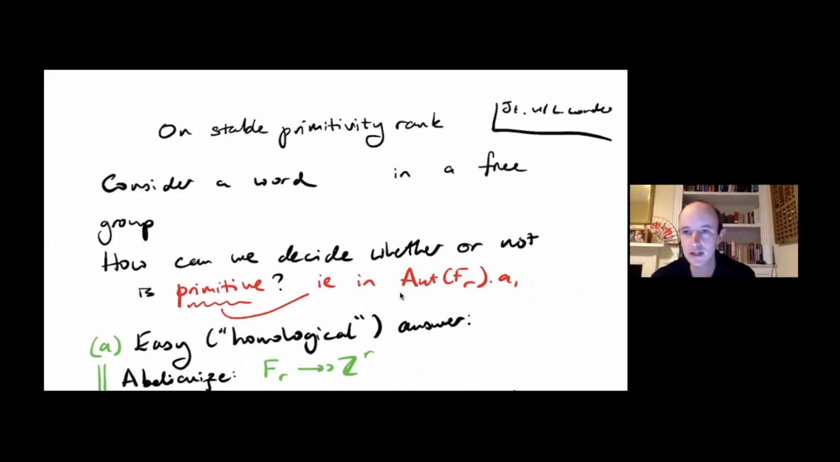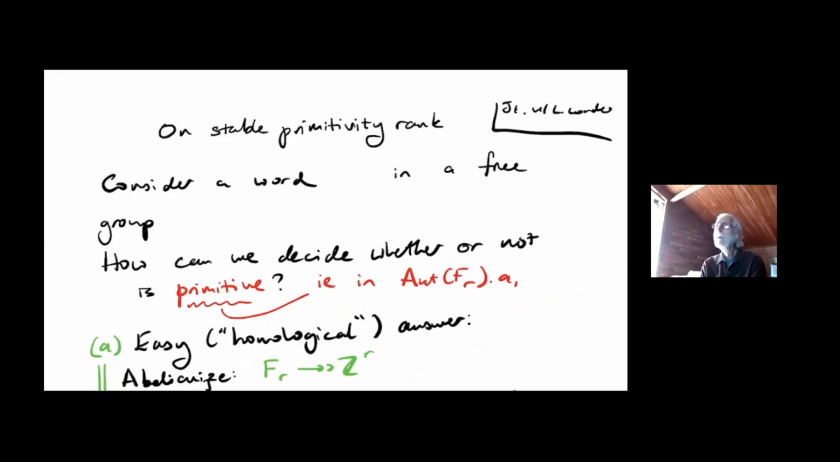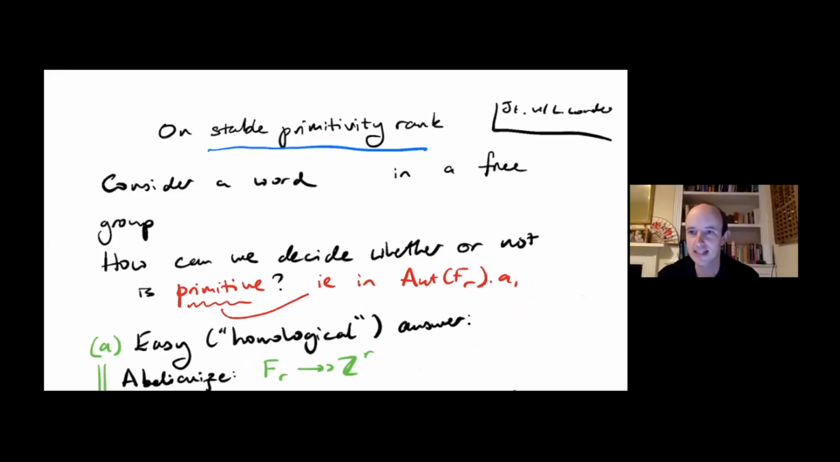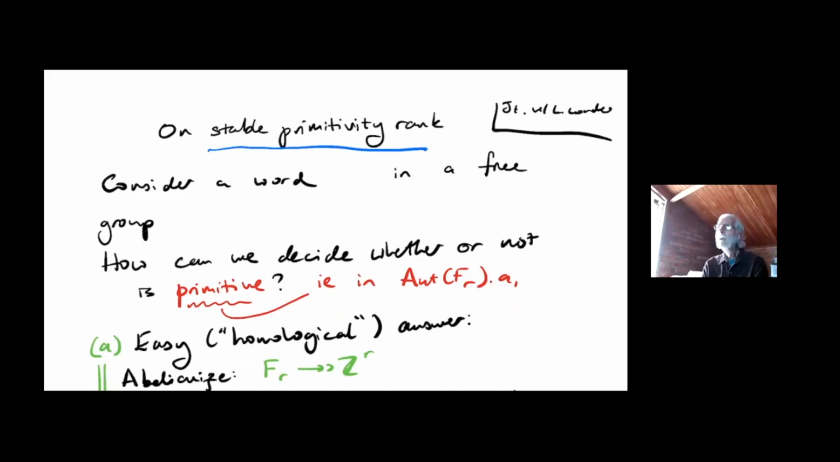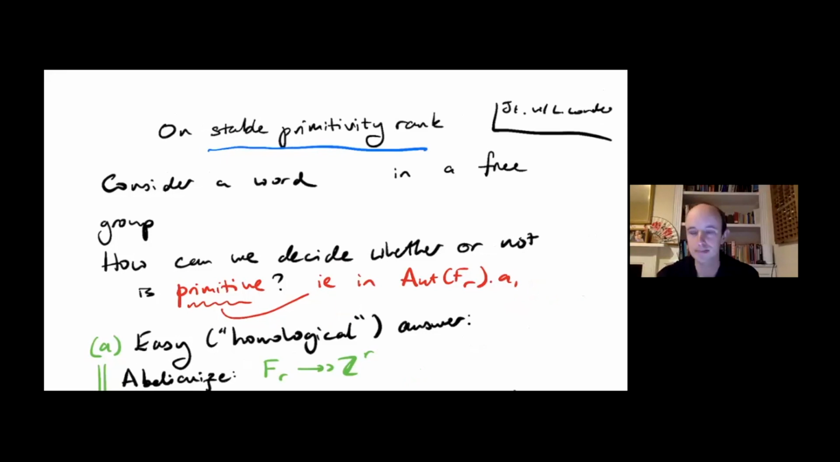So today I'm going to talk about a new invariant that you can associate to an element of a free group, and it's called stable primitivity rank. The main thing I'm going to do is give you the definition of this invariant, and I'll talk a little bit about its properties. This work is joint with Lars Lauder.